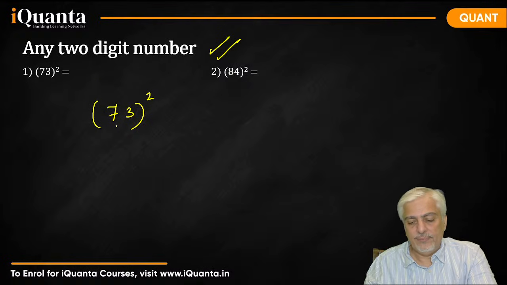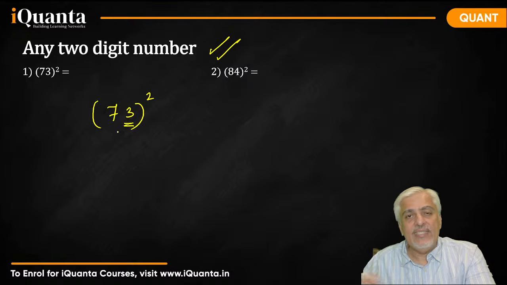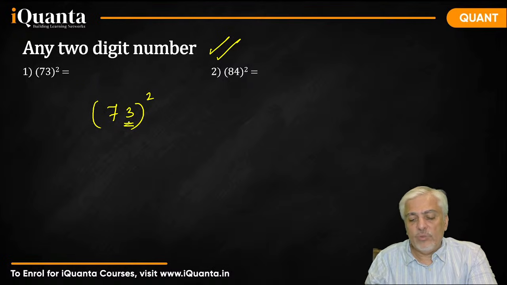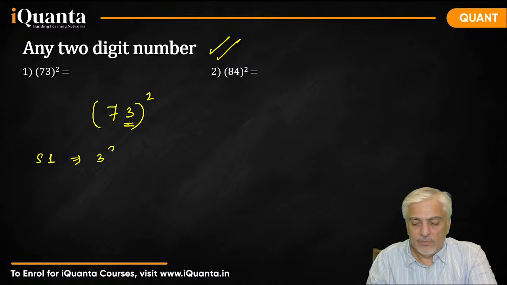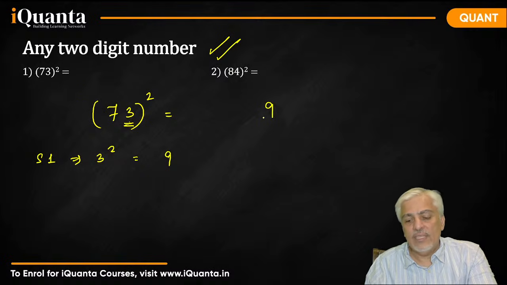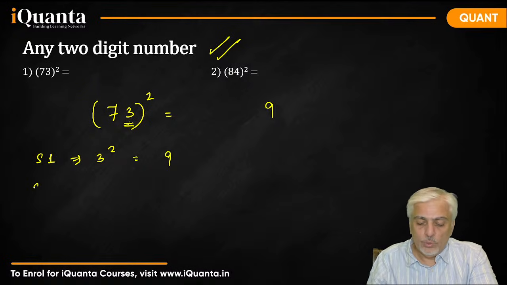73 square. So start from the right hand side. Take 3 square first. So step 1. First take 3 square. 3 square is 9. So that's your last digit over here, 9. Luckily there is no carryover. If there was carryover, you would have one more digit.